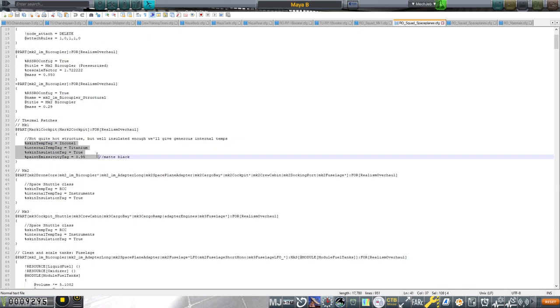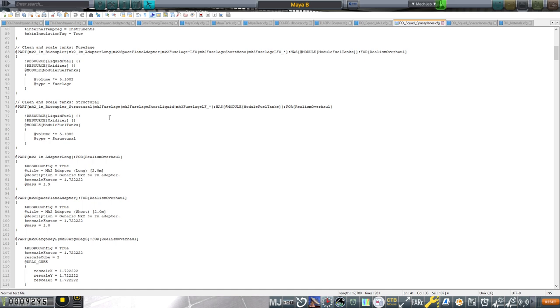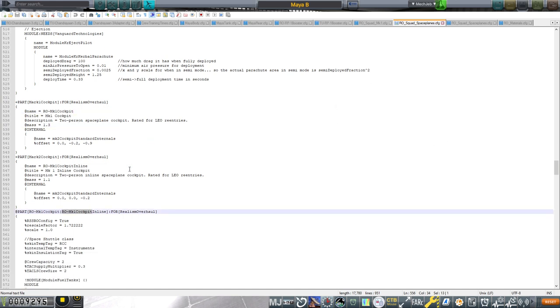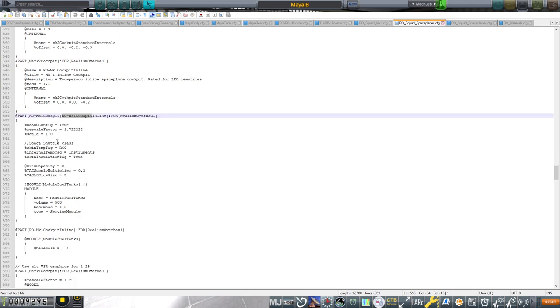Now, the Mark 1 cockpit does get overwritten. So the Mark 1 cockpit here becomes the RO Mark 1 cockpit. That section doesn't change the temperatures. Oh, here it changes the temperatures. Here, the skin temp tag turns into RCC, and then we get the internal temp tag instruments that we were looking for, because that gives the 448.